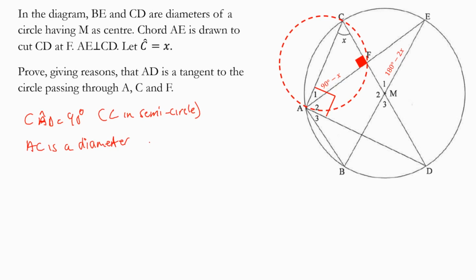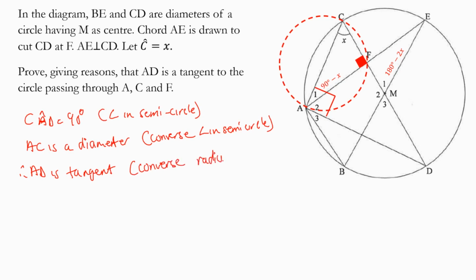Why is it a diameter? Because of the converse of angle in a semicircle. That's why AC is a diameter. And then if you check, AC and AD are perpendicular to each other. So therefore AD is a tangent. Why? Because of the converse of radius perpendicular to tangent, or diameter perpendicular to tangent.